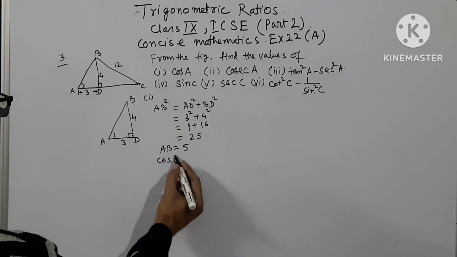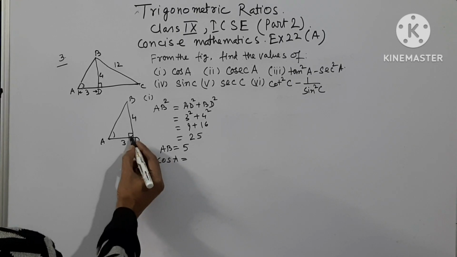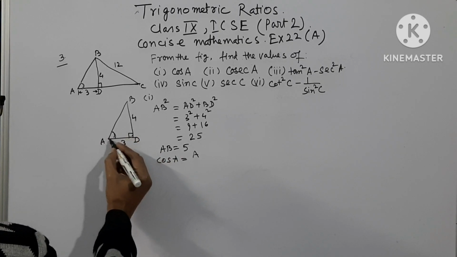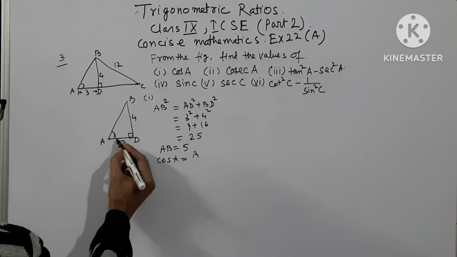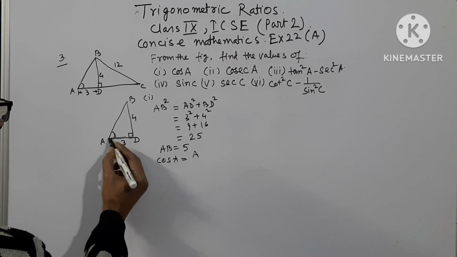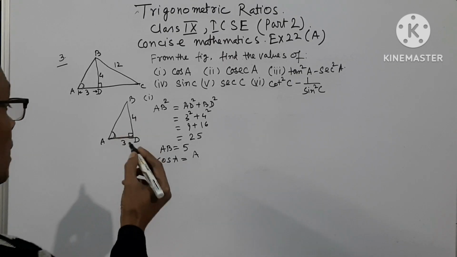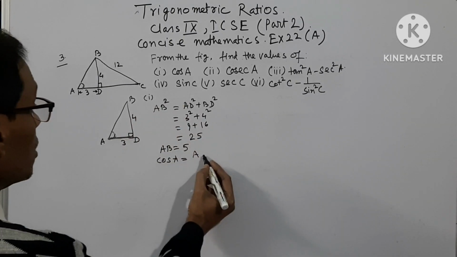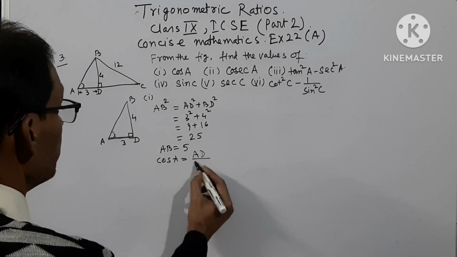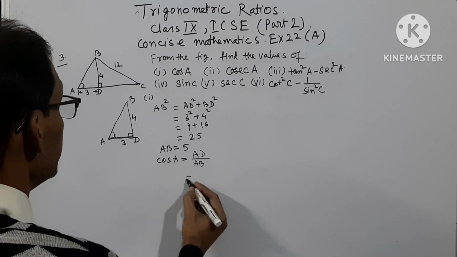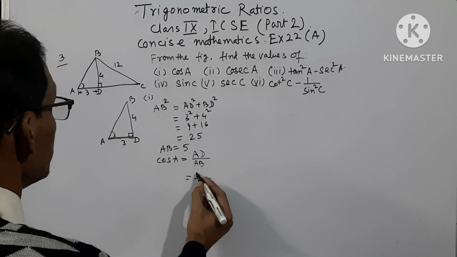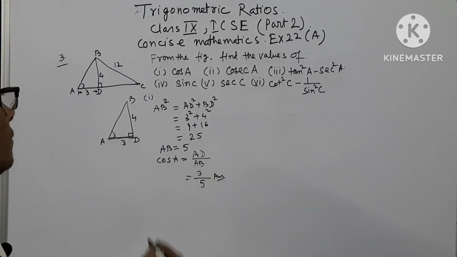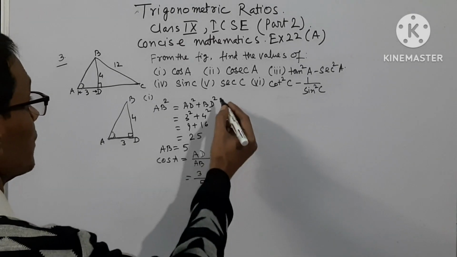So cos A, this is the solution of the first. Cos A equals AD by AB, because you know cos is the base upon hypotenuse, and base is what? Base is the side along the angle. So you are talking about angle A, so along the angle AD is the side, so AD upon AB. AD is 3, so 3 by 5 is cos A. This is the answer.